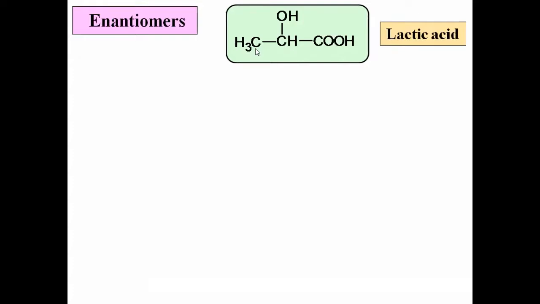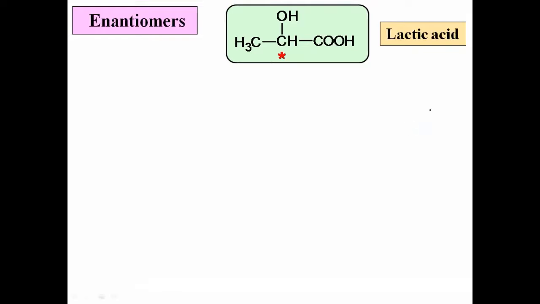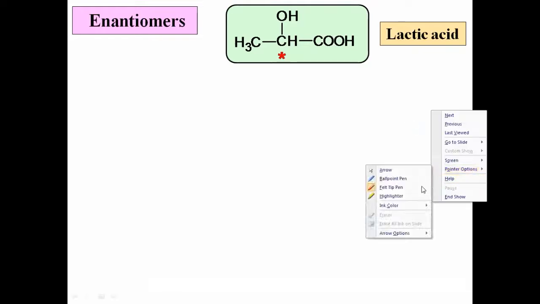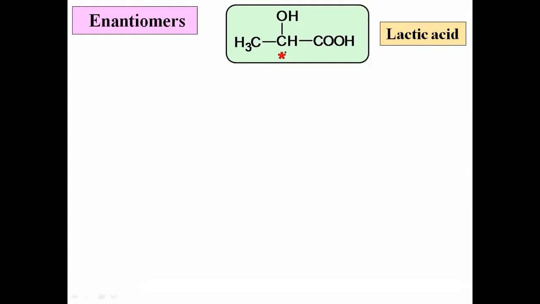That carbon of the methyl group is not chiral because it is attached to three hydrogens. But the second carbon is attached to four different atoms or groups. What are these atoms or groups? Of course, this OH, then the methyl group, COOH, and hydrogen. That means this carbon is attached to four different atoms or groups, and hence it is chiral in nature. I have marked that carbon with a red marker, and this is the chiral carbon, the asymmetric carbon atom. Thus, lactic acid has one chiral center.